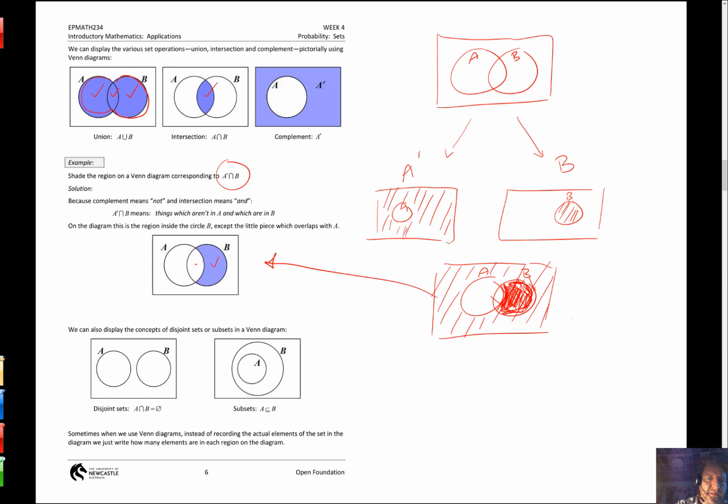Why wasn't this part of it? Because it's not outside of A. Why isn't this part of it? Because it's not inside of B. Why isn't this part of it? It's not outside of A, and it's not inside of B. No, it's just that moon-shaped crescent.